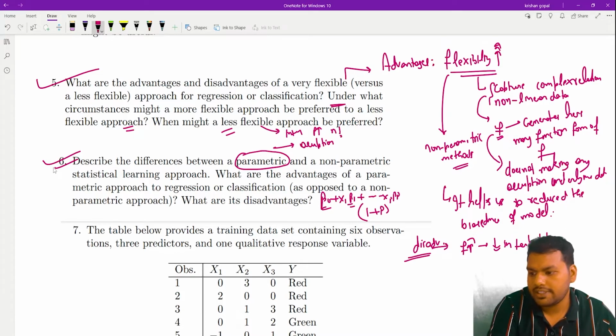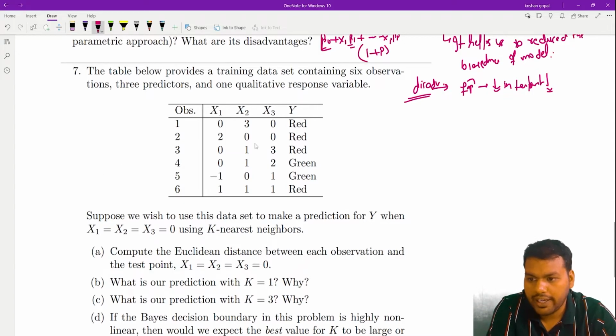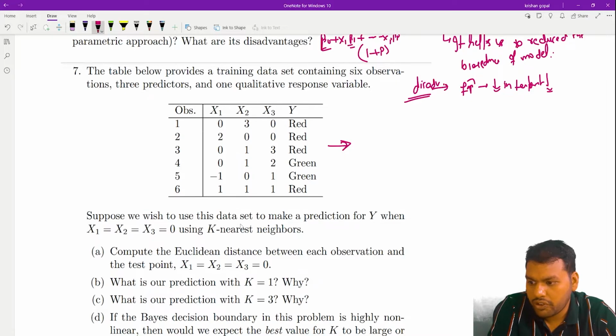Now question number 7 goes to our KNN algorithm, which we already discussed in our last video. If you did not watch that video, please go and watch it. Let me read the question again. Suppose we wish to use this data to make a prediction for y when x1, x2, x3 equal 0, using k nearest neighbors. Part A: compute the Euclidean distance between each observation and the test point x1, x2, x3 equal to 0, 0, 0. So I have 0, 3, 0 and I have 0, 0, 0.